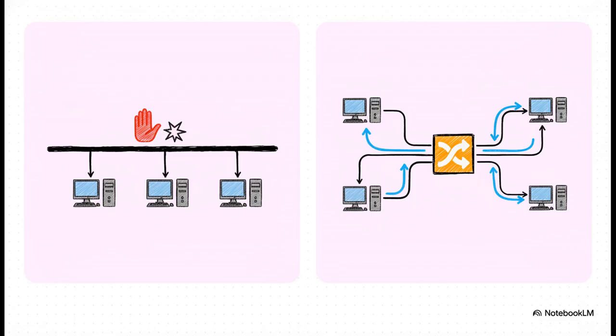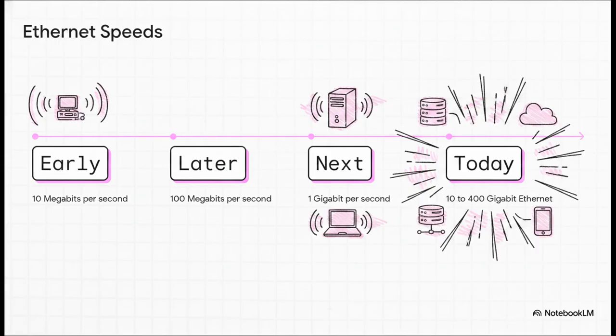Now look at the modern solution, switches. Instead of all these devices fighting over one collision-prone cable, modern switches physically read the MAC addresses on incoming frames and forward the traffic on dedicated, separate paths. It basically eliminates collisions altogether. And because those switch architectures cleared up the traffic jams, Ethernet speeds have been able to evolve dramatically.